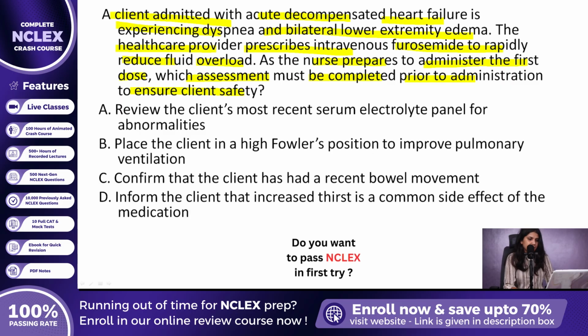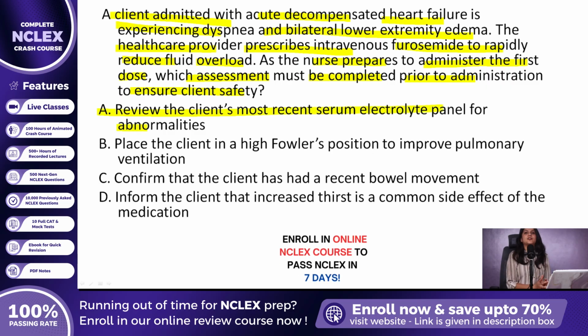Option A, review the client's most recent serum electrolyte panel for abnormalities. Option B, place the client in a high Fowler's position to improve pulmonary ventilation. Option C, confirm that the client has had a recent bowel movement. Option D, inform the client that increased thirst is a common side effect of the medication. The correct answer is Option A, review the client's most recent serum electrolyte panel for abnormalities.